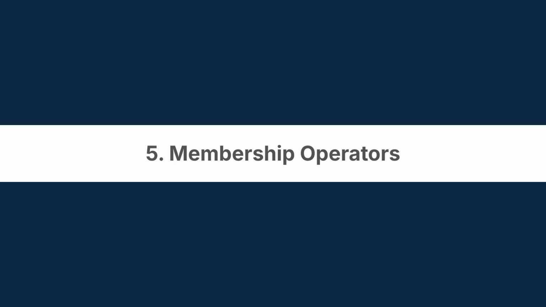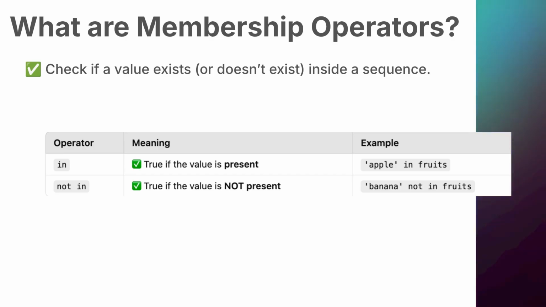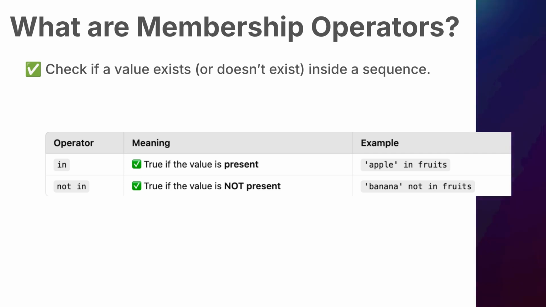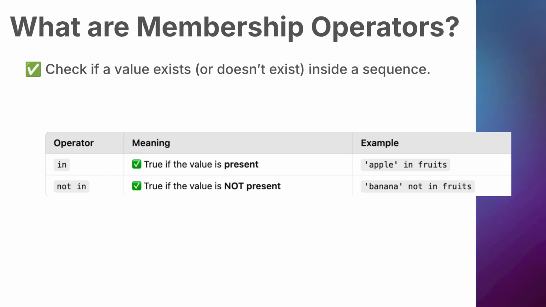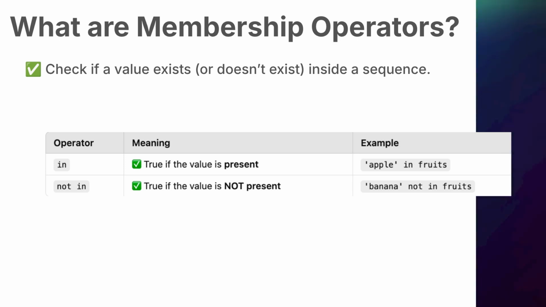Five, membership operators. What are membership operators? Membership operators check if a value exists or doesn't exist inside a sequence like a list, string, tuple, dictionary, or set. It's like asking Python, hey, is this item in the list? And Python answers true or false. The list shows the basic membership operators. If the value exists in a sequence, it answers true. If not, it returns false. It's very simple.